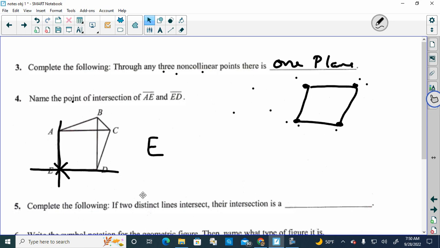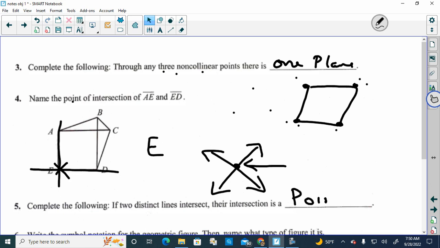Okay, number 5. Complete the following. If 2 distinct lines intersect, so we have a line here and a line here, what do we call that? This was one of your vocab words as well. If 2 distinct lines intersect, their intersection is a point. They intersect at that one single location, not multiple locations.